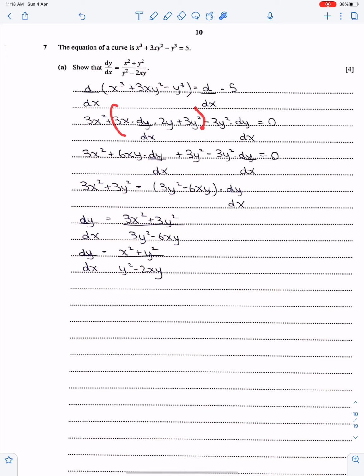This is the uv part. This is the implicit function. This will become minus 3y square times dy upon dx, and the differential of 5 is 0. Make sure you write d upon dx over here at the first step on both sides. Otherwise, you will lose 1 mark. Whenever you differentiate implicit, write d upon dx on both sides. This dot means multiplication.